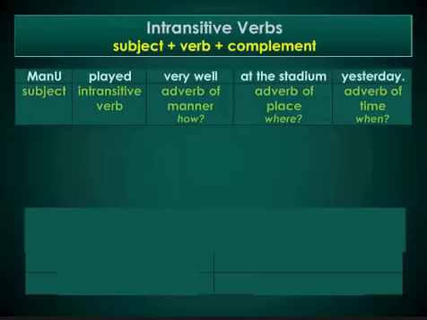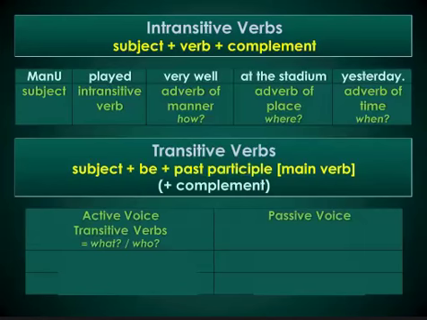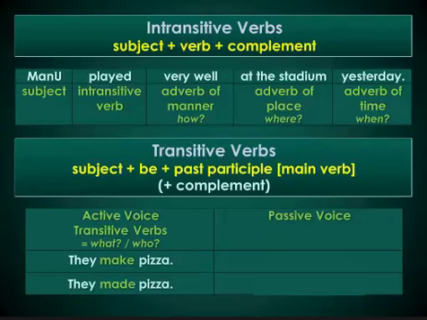Okay, point is, some other verbs may have more than one object. Remember, the transitive verbs are those that take an object and the object answers questions such as what or who. Examples: they make pizza. In the passive voice, pizza is made. They made pizza. Pizza was made.